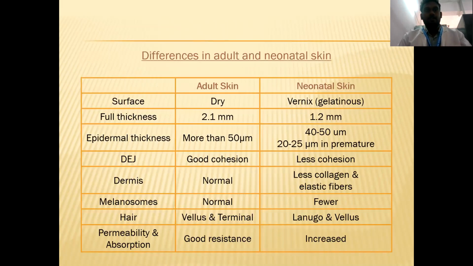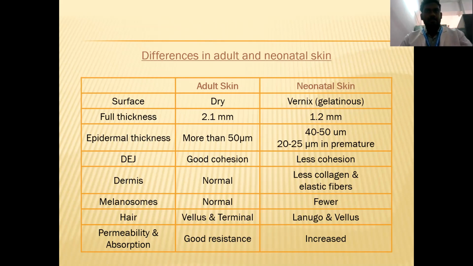Coming to the differences between adult and neonatal skin. Adult skin is generally dry, whereas neonatal skin will be gelatinous. The thickness of adult skin is also much greater when compared to neonatal skin, almost 2 times. So 2.1 millimeters for adult skin, and neonatal skin is 1.2.